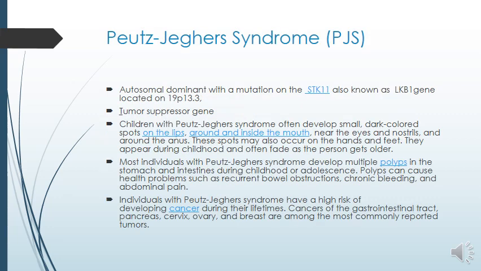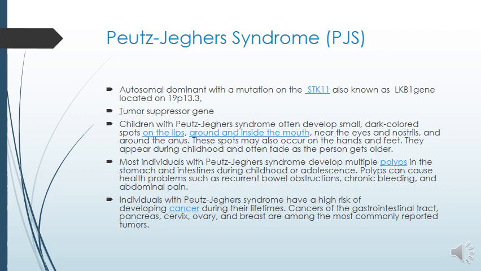I would like to talk about the Peutz-Jeghers syndrome, PJS, which is an autosomal dominant disorder with a mutation on the STK11 gene, also known as the LKB1 gene, and it's located on chromosome 19 at the position P13.3. It is a tumor suppressor gene.